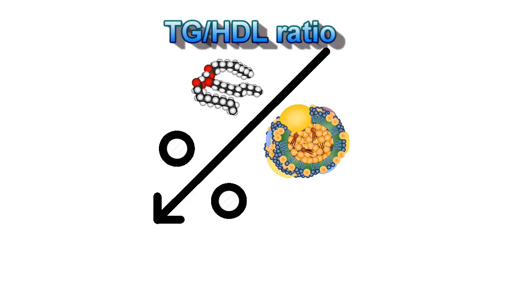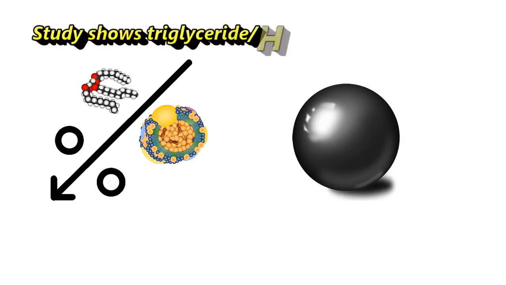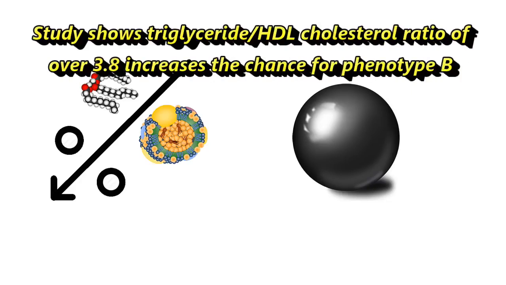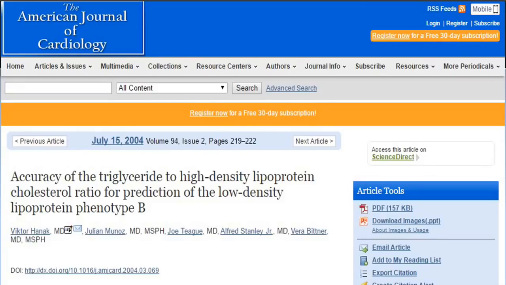TG by HDL ratio. Study shows triglyceride by HDL cholesterol ratio of over 3.8 increases the chances of phenotype B, LDL-B particle. Reference: accuracy of the triglyceride to high density lipoprotein cholesterol ratio for prediction of low density lipoprotein phenotype B, published in American Journal of Cardiology, Volume 94, Issue 2.